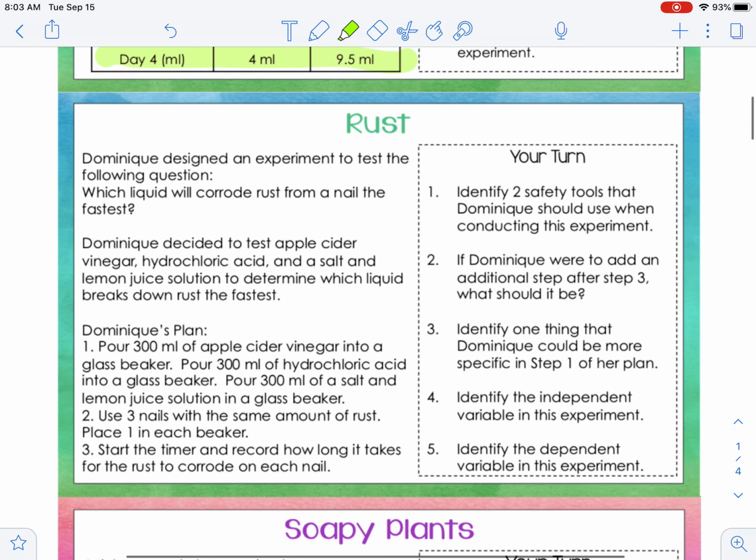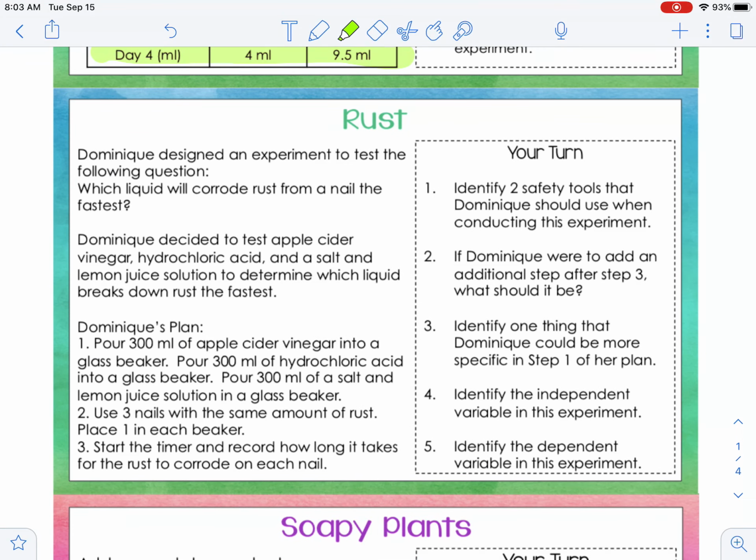All right, so let's take a look at the second one on rust. Dominique designed an experiment to test the following question. Which liquid will corrode rust from a nail the fastest? Dominique decided to test apple cider vinegar, hydrochloric acid, and a salt and lemon juice solution to determine which liquid breaks down the rust the fastest.